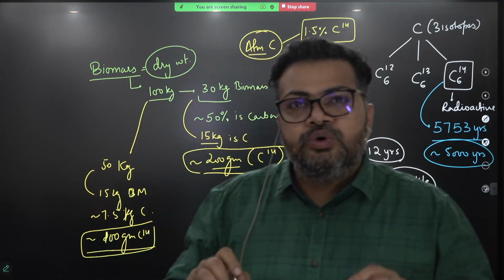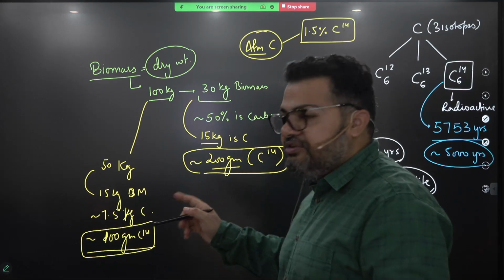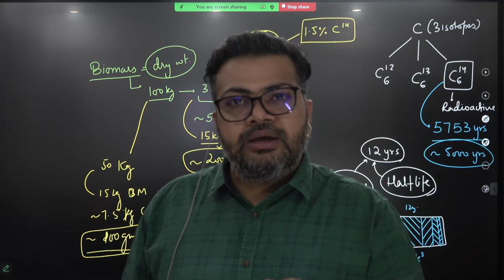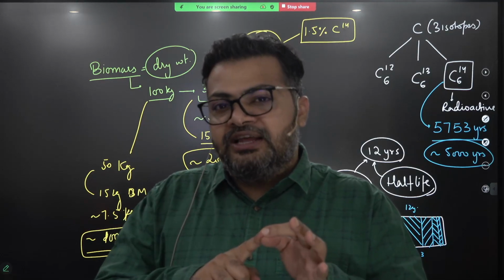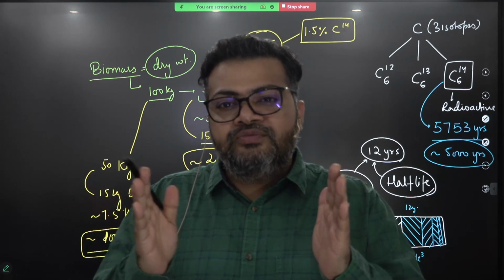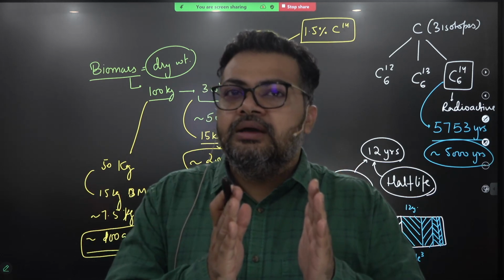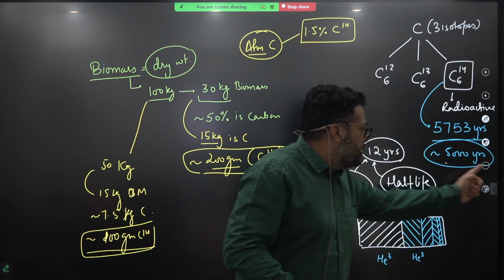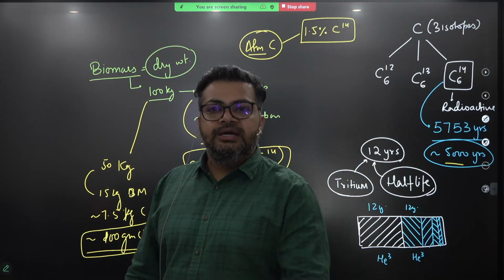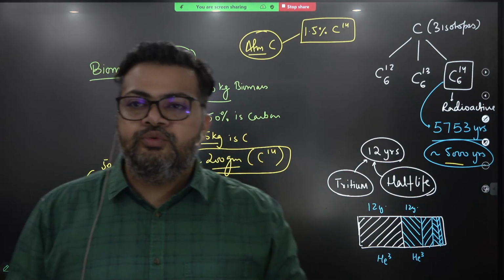Suppose we discover 50 grams of C14 today. 100 grams was there initially, but now only 50 grams are left. That means half of the C14 has already decayed. It means the specimen is at least 5,000 years old. Tell me yes in the chat, or if you want me to repeat, I'll repeat.